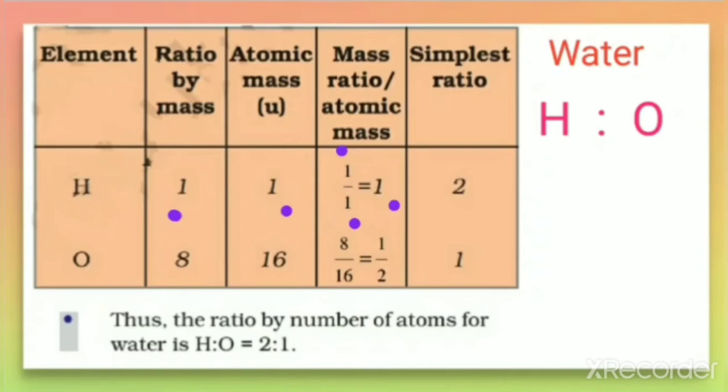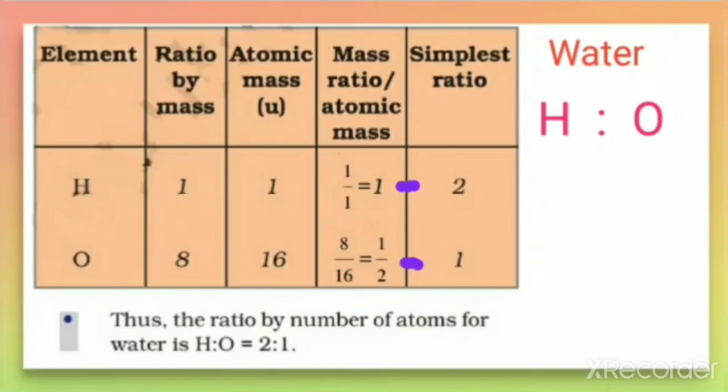For the oxygen atom, the ratio by mass is 8, and 16 is the atomic mass for oxygen. When you take the same formula, mass ratio divided by atomic mass, that is 8 divided by 16, which is equal to 1 by 2. So the values we got here for mass ratio divided by atomic mass are 1 and 1 by 2. We got these after making the division.